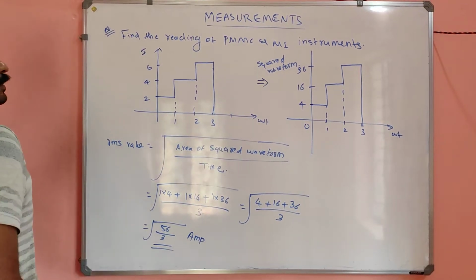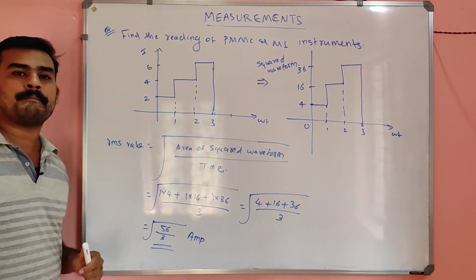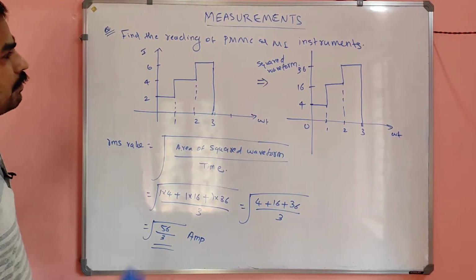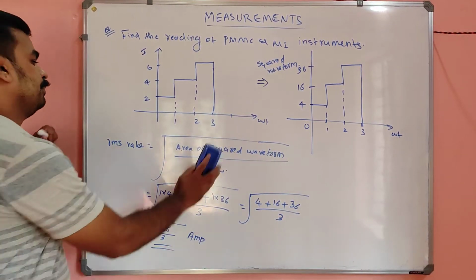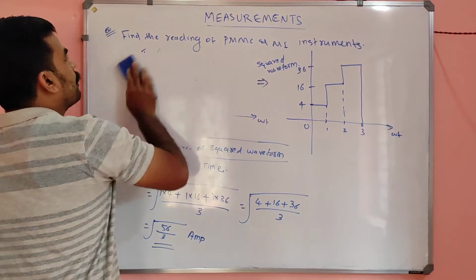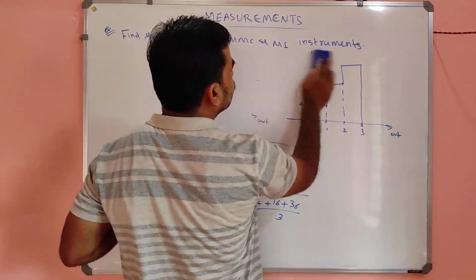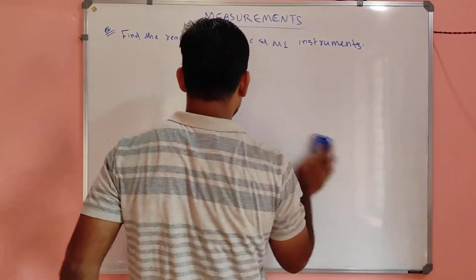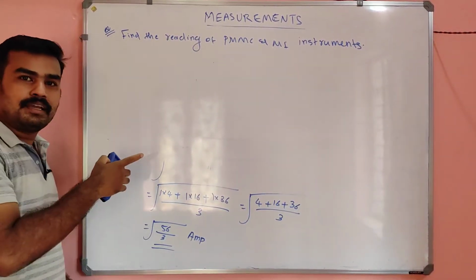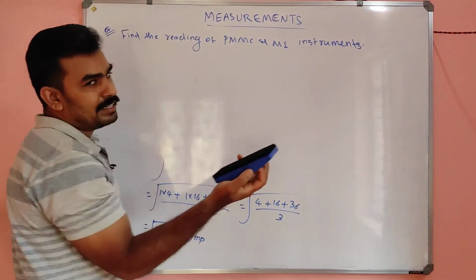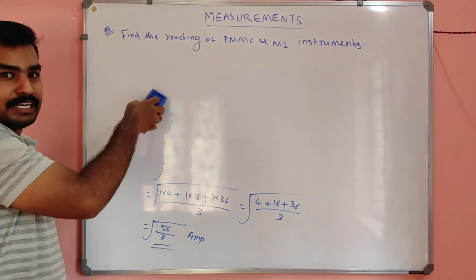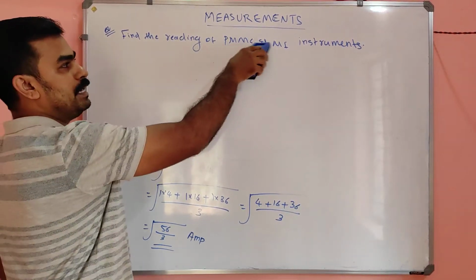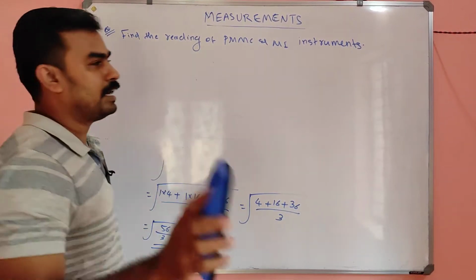Okay, so did you get the concept, my dears? So the root of area of squared waveform divided by time period will give you the value of RMS. So we found the value of what? This RMS value will be the value given by the MI type instrument. That also you write on top. MI type, that is the RMS value. PMMC, that is the average value.